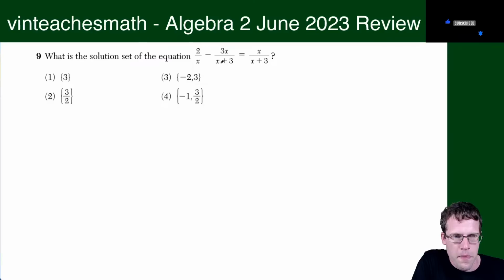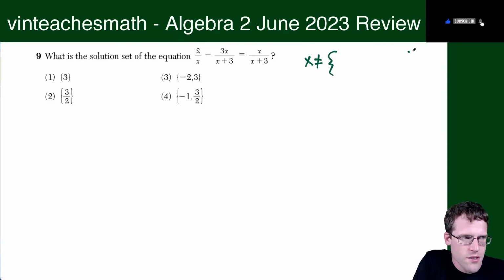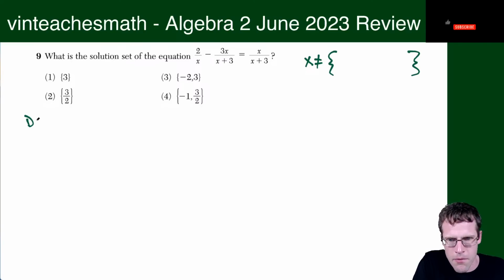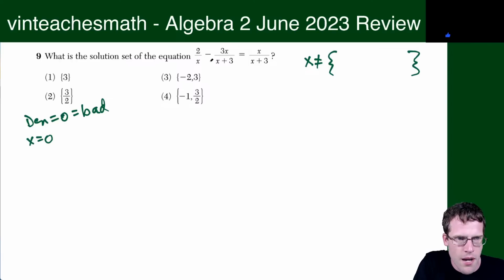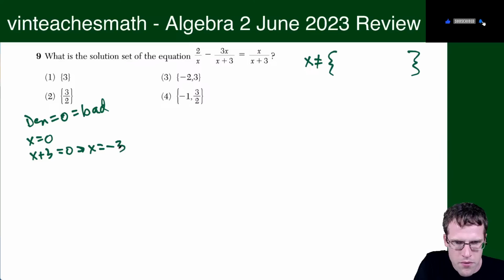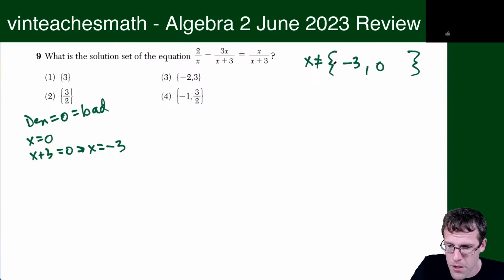now this one, what I like to do is say what x is not allowed to equal. So x is not allowed to equal anything that makes the denominator 0. Denominator equals 0 equals bad. Okay, we don't want that. So if x equals 0, that's bad because that's a denominator. If x plus 3 equals 0, it's really bad, so if x equals negative 3. So I say x is not allowed to be negative 3 or 0. But notice that's not an answer choice. Sometimes it is an answer choice and you have to omit it.